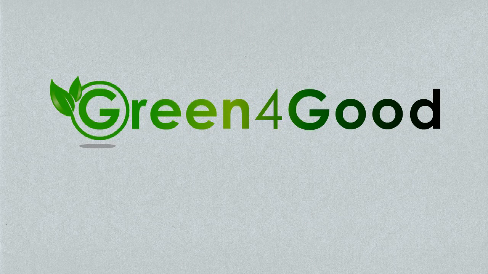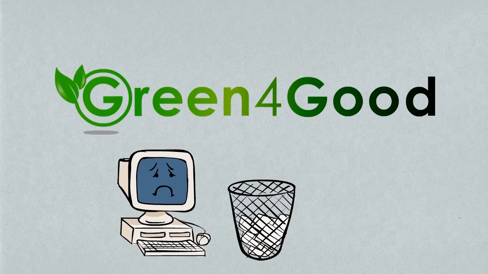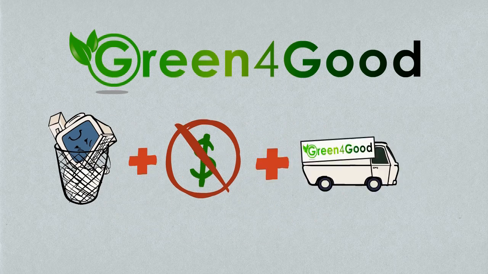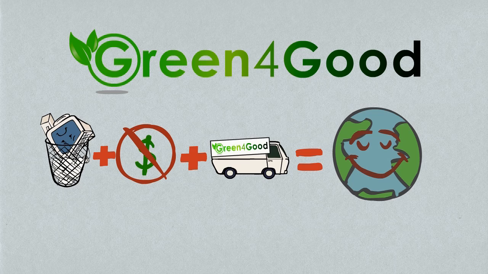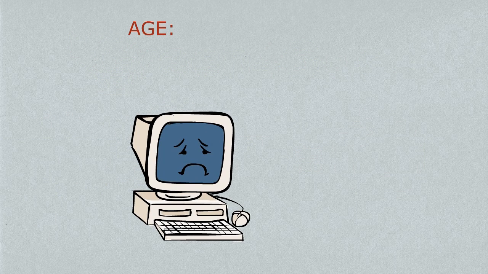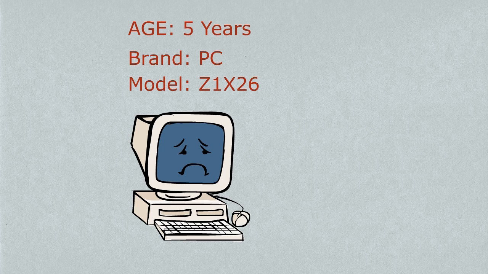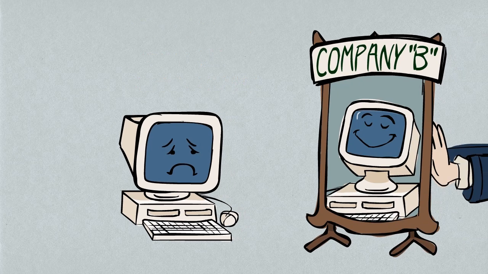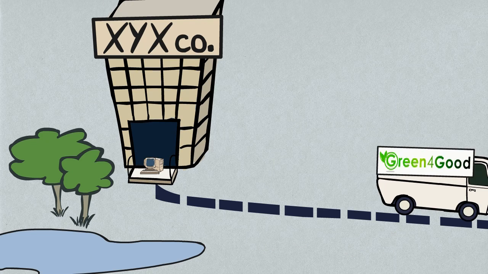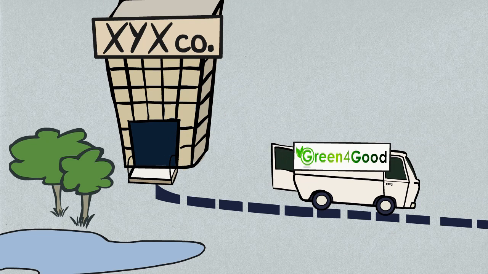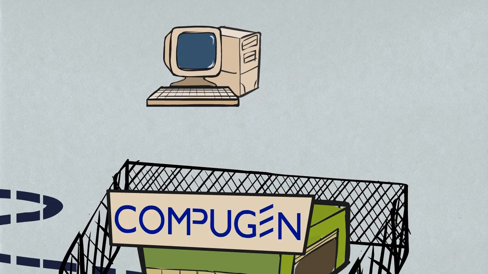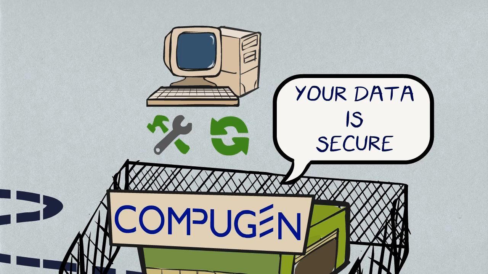Luckily, there's Green4Good, helping you dispose of technology that no longer has value to your company, safely and environmentally responsibly. Here's how it works. We'll estimate the value of your technology based on the age, brand, and model. We can see past the dust because one corporation's trash is another organization's treasure. We'll come right to your door, take inventory, pack, and ship your assets to our secure facility. There, we determine whether the equipment will be refurbished or safely recycled.